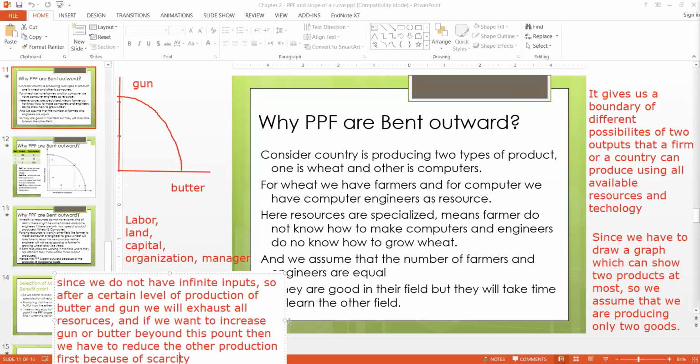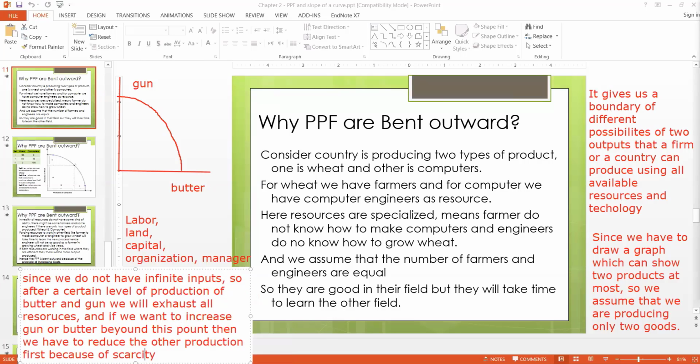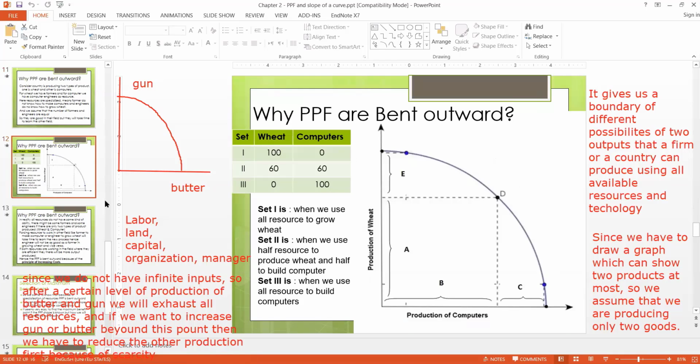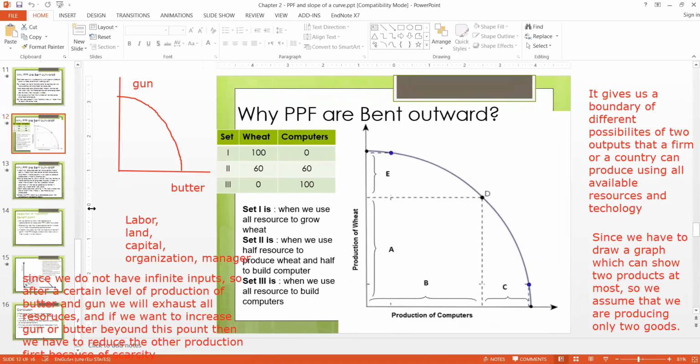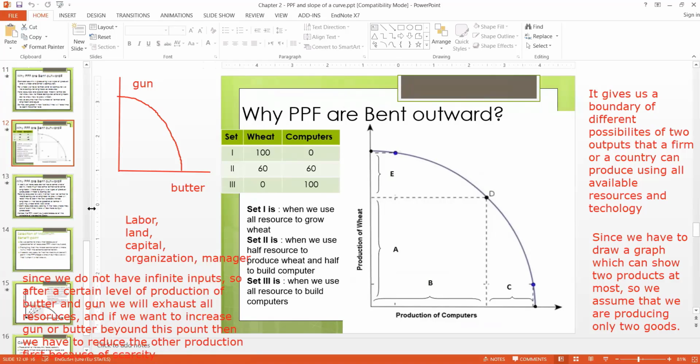So since the resources are scarce, for these two products we will start with producing both. But after a certain point, a point will come where if we want to increase the gun or butter, we have to decrease the other. That way we can increase the thing that we want to. Otherwise, it's not possible to increase both. So we have to manage. This is the concept that comes under scarcity.